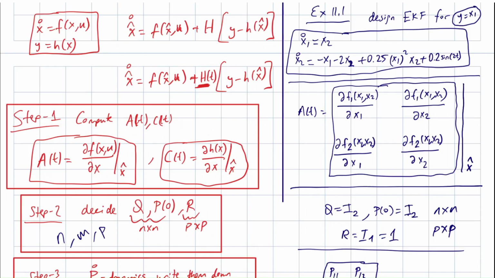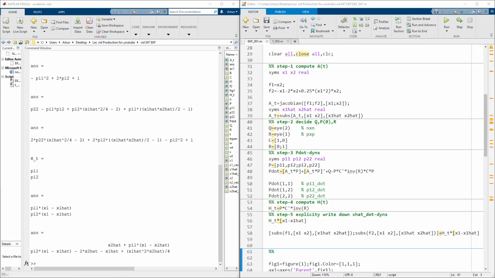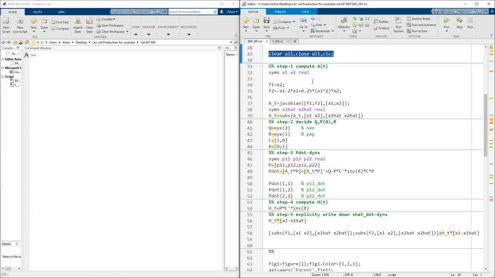Let's go to MATLAB. Let me just click on it. Okay, here, let's clear the screen. I can see that you're able to see the screen, right? All right, these are symbolic variables x1, x2, and again, this is the problem.